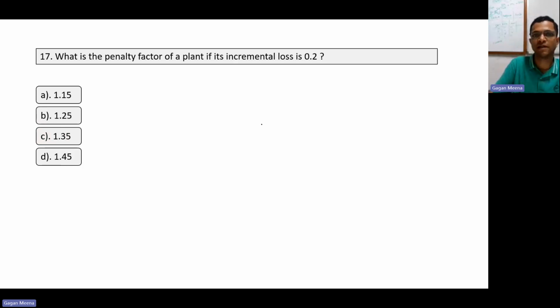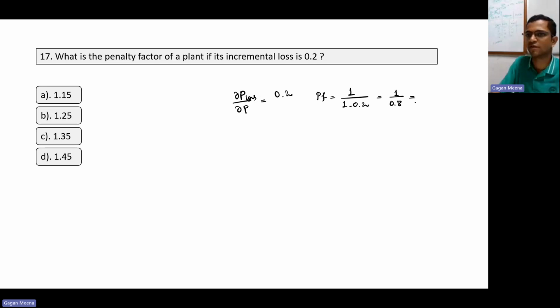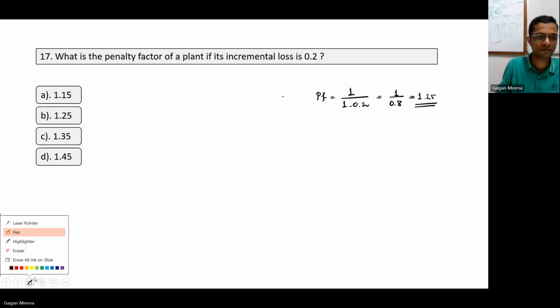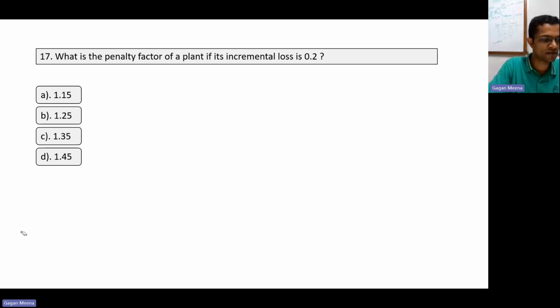What is the penalty factor of a plant if its incremental loss, that is ∂P_loss/∂P, is equal to 0.2? Then penalty factor is equal to 1 divided by (1 minus 0.2), which is 1 divided by 0.8, which is equal to 10 by 8, sorry, 5 by 4, 1.25. Correct answer is 1.25.